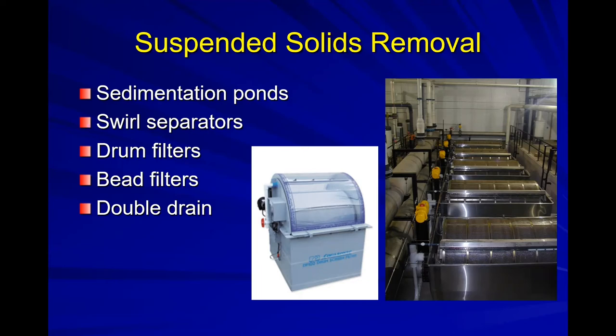A swirl separator is one of my favorites, but they're hard to maintain. But you keep the flow going within a barrel, and it's basically a tornado, and it takes everything solid and sits it out, and the water's discharged out of the top. And then you just open the bottom up and drain out a bunch of solids that's come out of the system. Drum filters, they're expensive. They're not my favorite. They got to be clean. But basically, they have a screen on them that rotates, and they take the solids out.